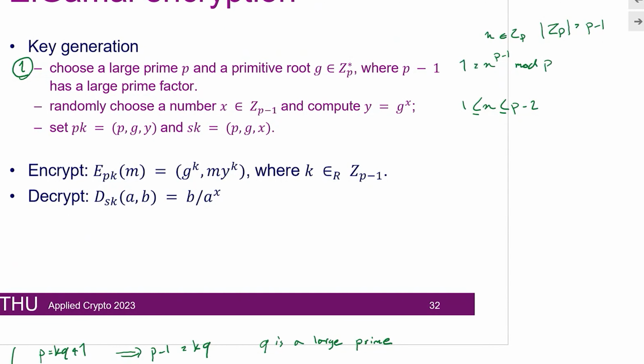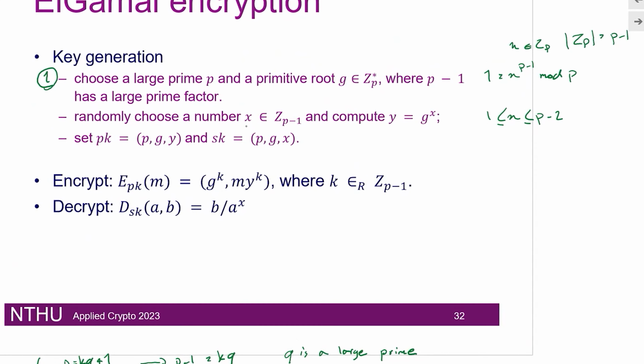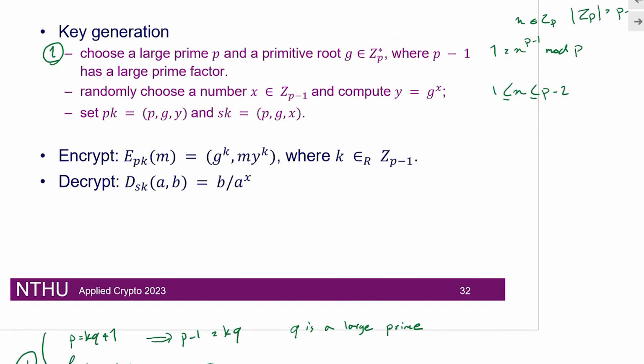Because we said that if you raise any number to the order of the group, according to Euler's theorem, this is going to be 1. So we are choosing this x as our secret key, and we don't want our public key to become 1, because then everybody knows what our x is, right? So that's why we want to make sure that x is in Z_{p-1}, which doesn't include p minus 1, so that this y never becomes 1, and that is the reason for that.